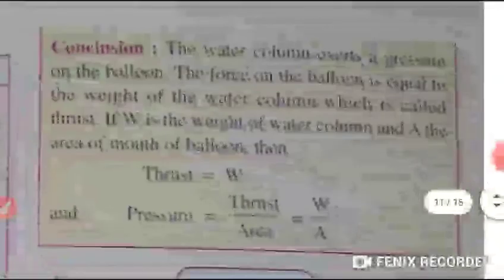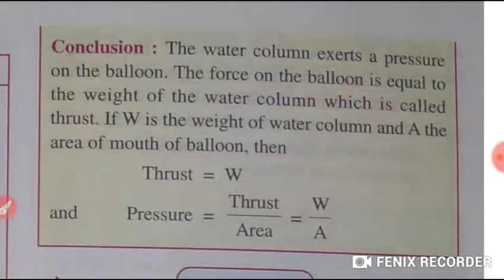The conclusion is that, students, the water column exerts a pressure on the balloon. The force on the balloon is equal to the weight of the water column, which is called what? Thrust. If W is the weight of the water column and A is the area of the mouth of the balloon, then what will be the thrust? Thrust is equal to W. Pressure is equal to what? Thrust upon area. That means W upon A.